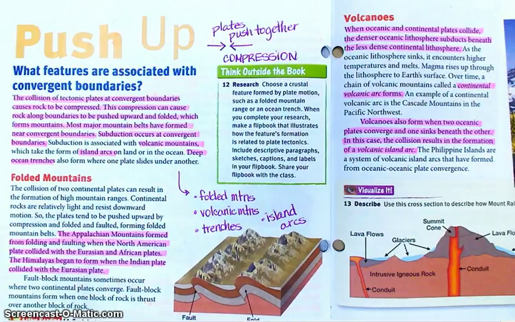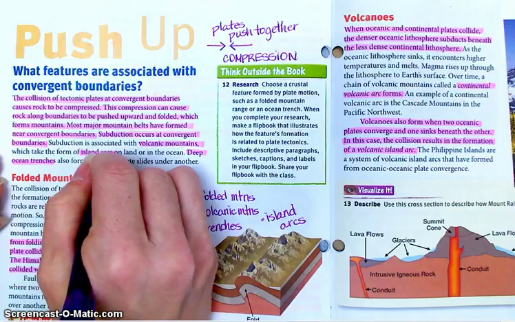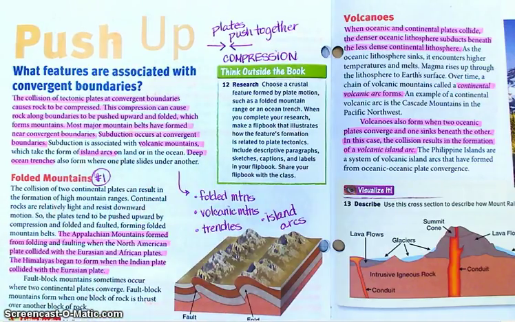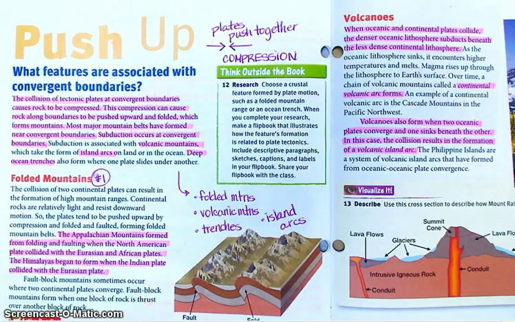Okay, so we're going to talk about the features quickly. Feature number one that's associated with convergent boundaries: folded mountains. Collision of two continental plates can result in the formation of high mountain ranges. Continental rocks are relatively light, meaning they're not as dense, and resist downward motion. So the plates tend to be pushed upward by compression and folded and faulted, forming folded mountain belts.